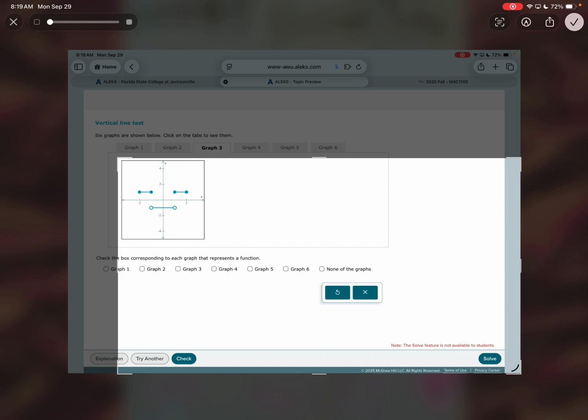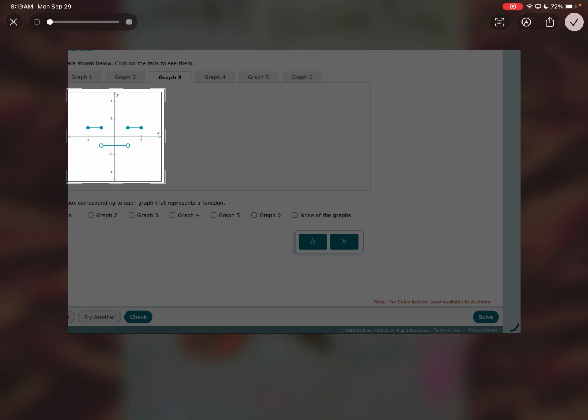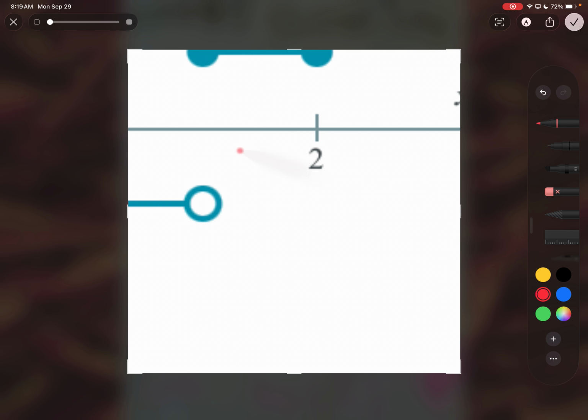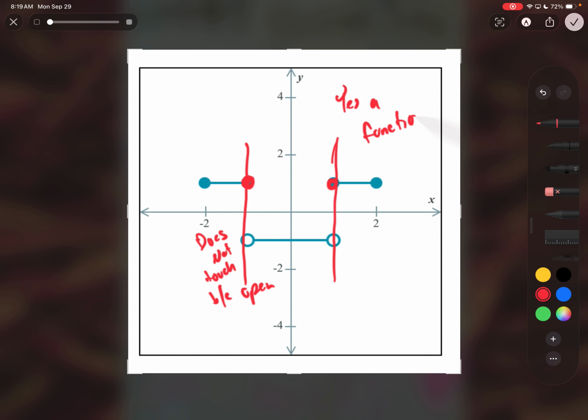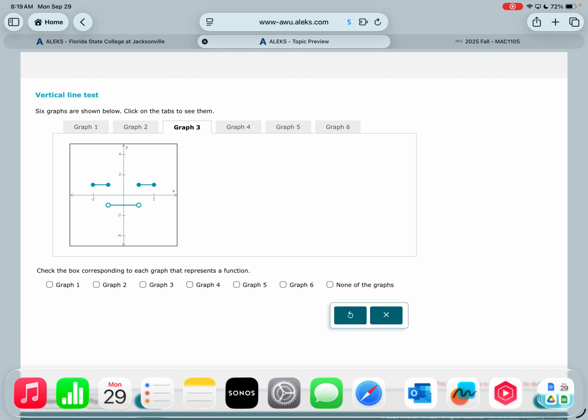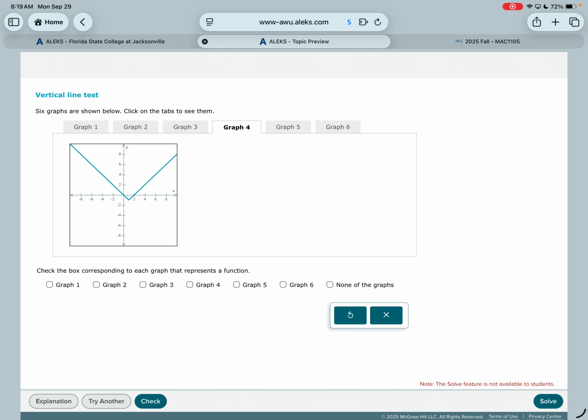This one right here will end up being a function because when I draw a vertical line right here, it hits it here, but it does not hit it here because that is open. Okay, so same thing on this side. It does hit it here, but it doesn't hit it there. So yes, this is a function. That one would be a function. You can draw a vertical line anywhere on it and only hit it once.